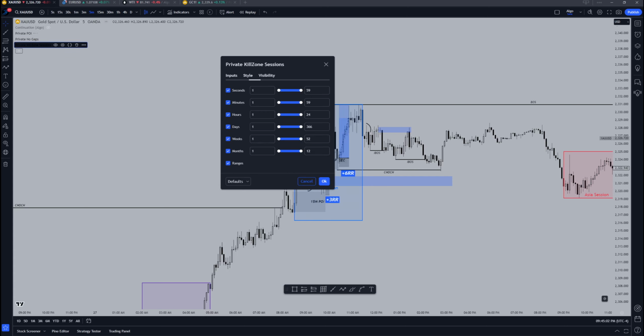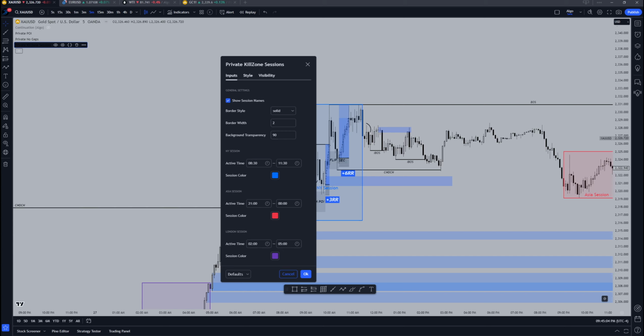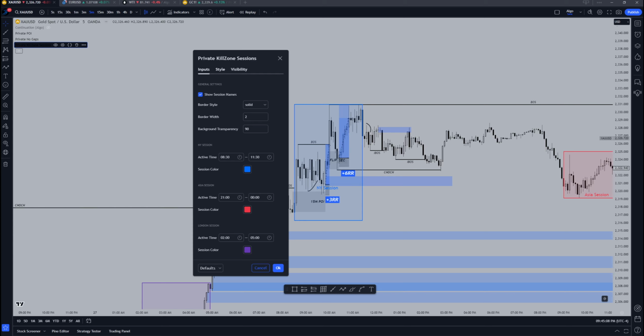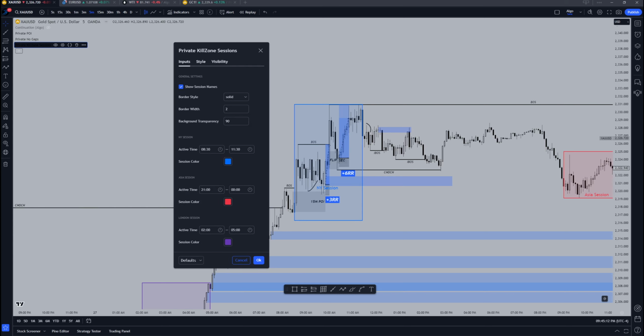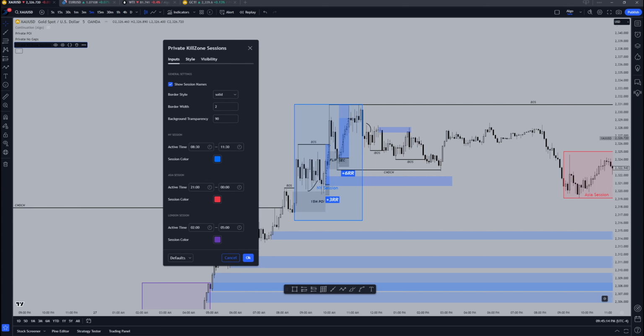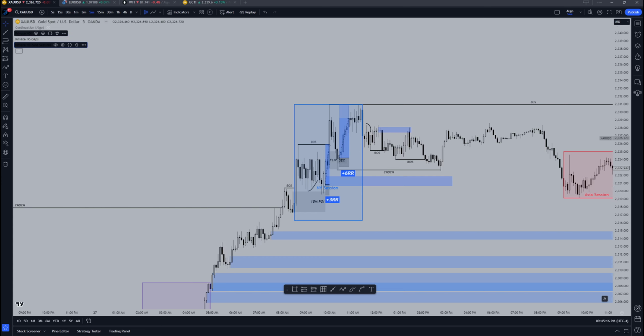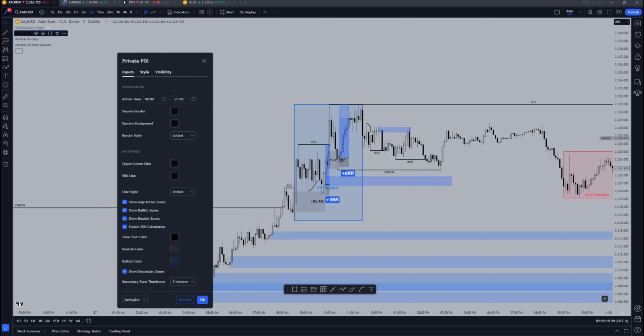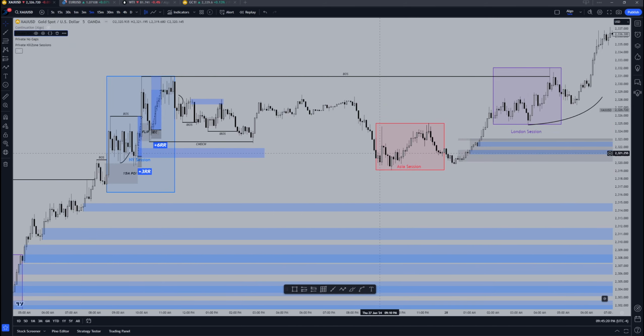I put this on my website for those that want it. You don't have to get it. It's fully optional. If you can program, you can definitely program your own. So it took me about 100 to 200 lines of code to make this one, the private point of interest, this thing that marks out all my zones.